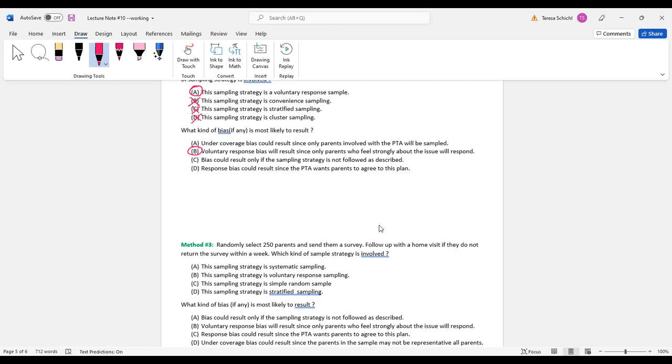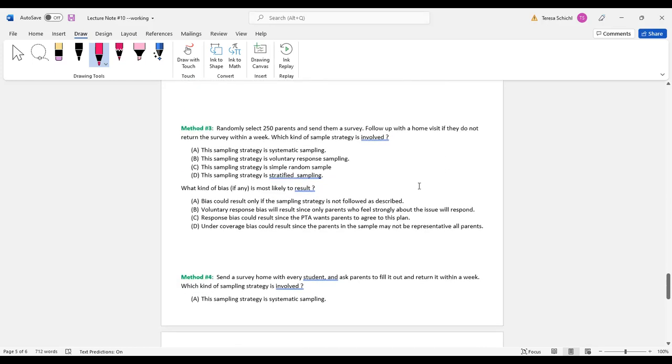Let's take a look at why part A is not right. It says undercoverage bias could result since only parents involved with the PTA will be sampled. No, it's not; they send it out to everybody. Bias could result only if a sampling strategy is not followed? No. Response bias could result since the PTA wants the parents to respond a certain way? We don't know that. They just say, hey, go log on to the PTA website and put your opinions here.